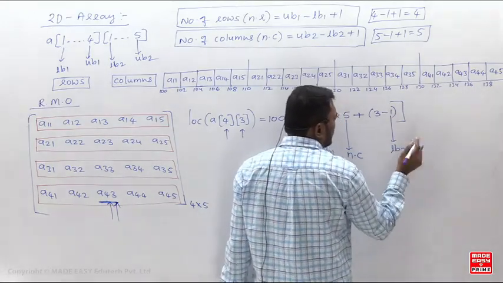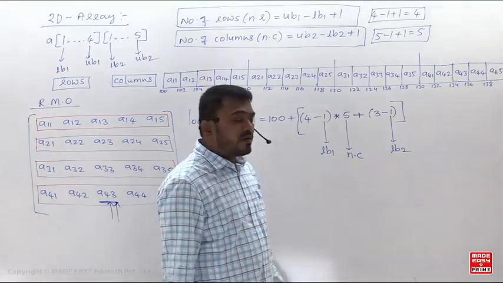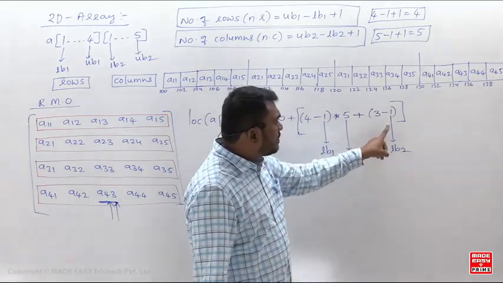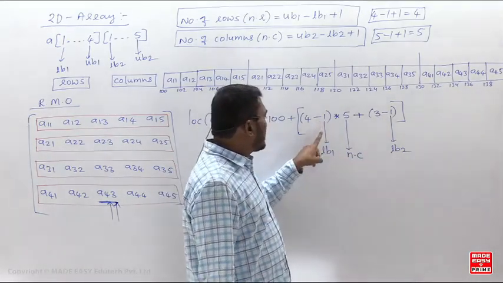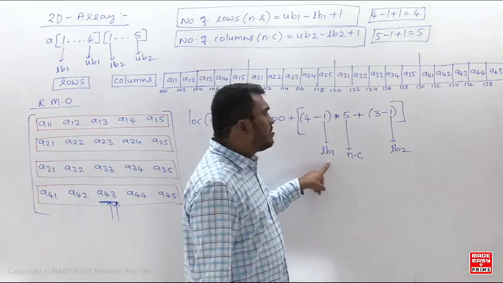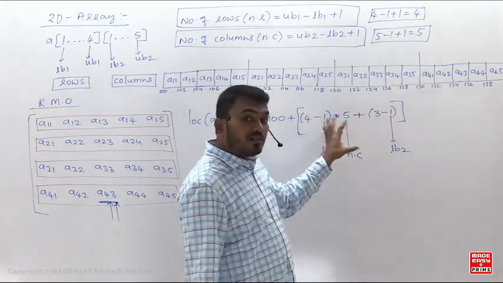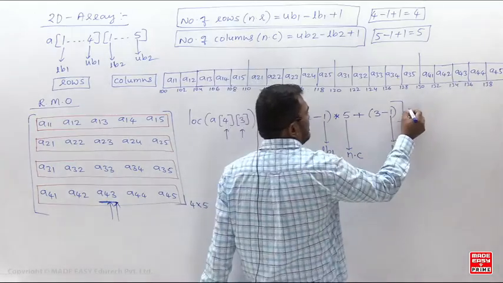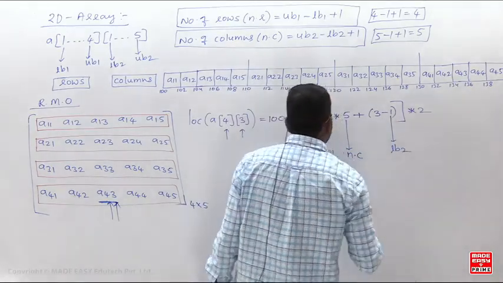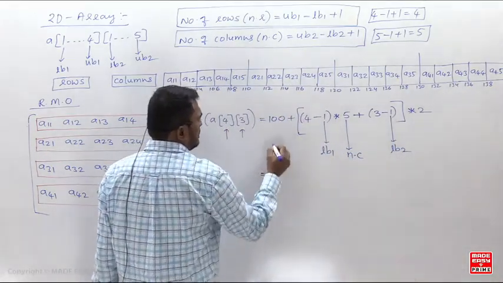Now tell me what is this 1 here? Lower bound 2. Why? Because when I talk about columns, it is lower bound 2. If I talk about rows, it is lower bound 1. So in total this many elements you have to cross, and the size of the element is 2. So now you find out this value here.